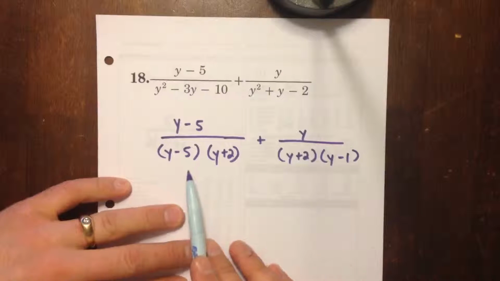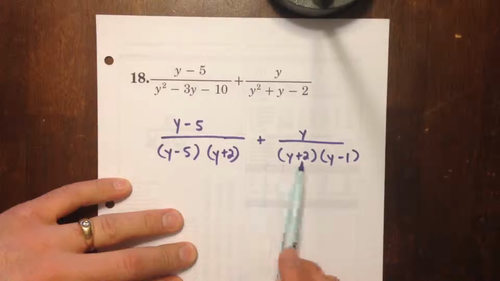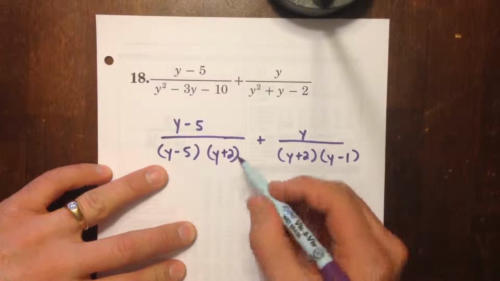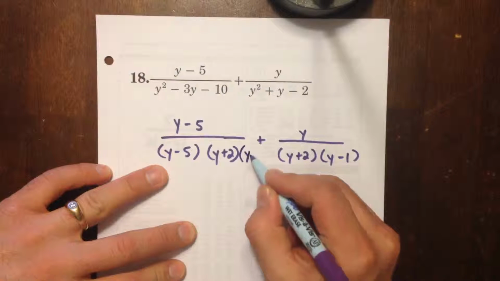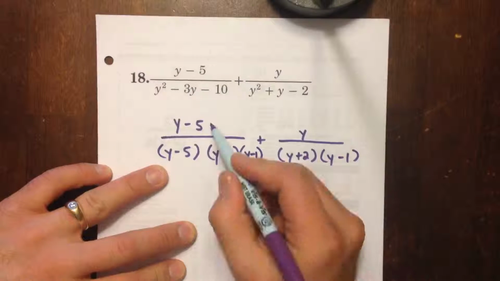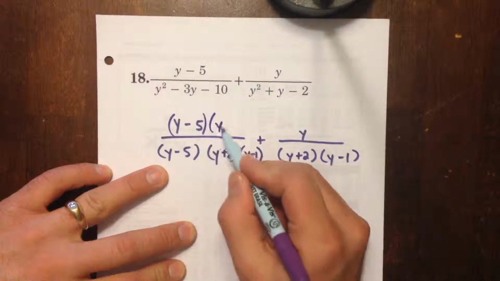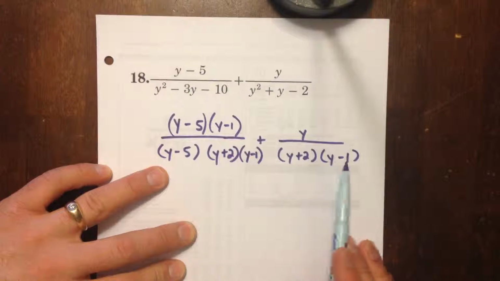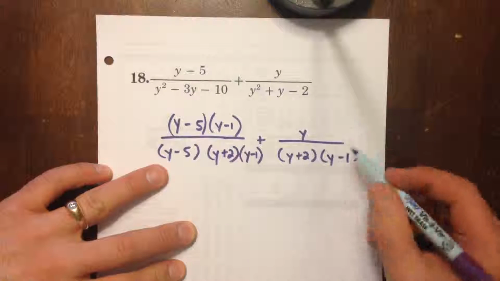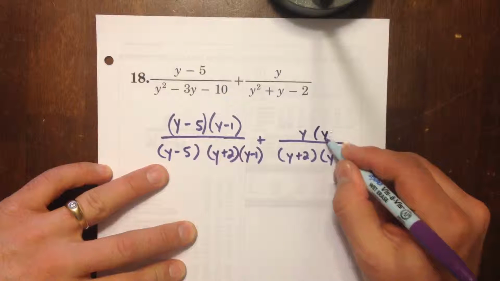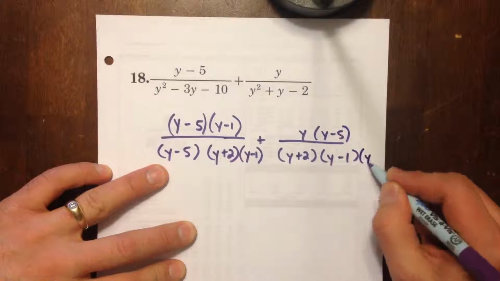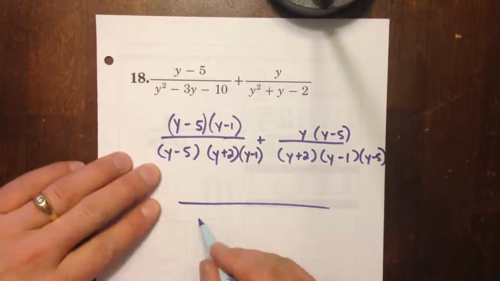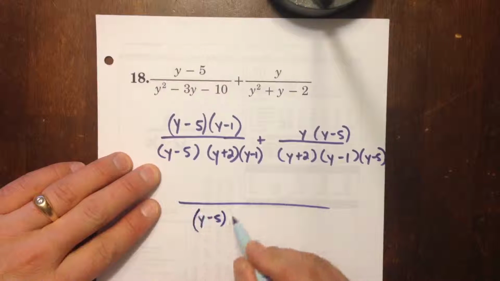All right. So when I look at this, I have y plus 2 already in both of them, but this one needs a y minus 1. So I can tack that on to the end here. Barely fits, and then I need to put that up top also. And then this one has y minus 1 and y plus 2. It needs a y minus 5. So my bottom has 3 binomials in it.